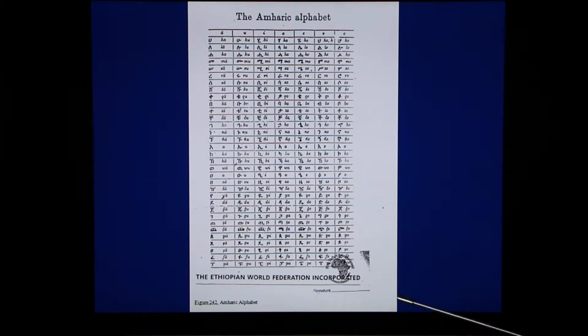And now, one further, well, there you see it in isolation. And now we have the Ethiopian World Federation incorporated, and what do we have? Hala, Hama, Sara, and so on. So we have Indicum, Chaldeicum, and Amharic, which is the official language of Ethiopia, the kind of book version of scripts for Ethiopia, all the same. The plot thickens.